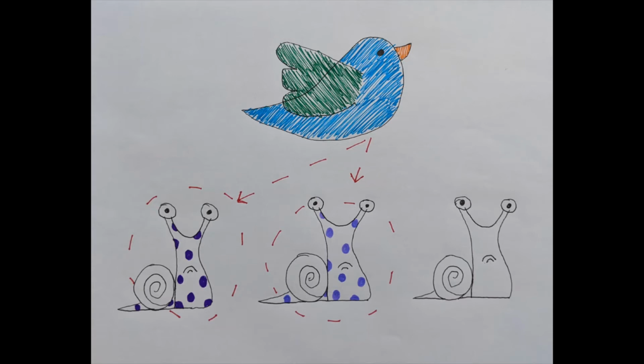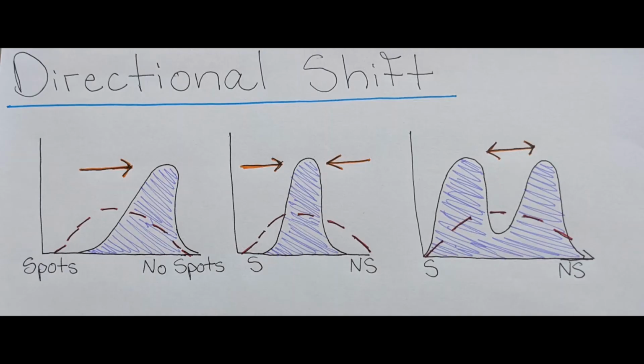Now, sadly for the snails, a new bird species has been introduced to the environment. Now the snails feel the pressures of natural selection. The spots on the snails make them an easier target to see from the air. Very quickly, we are able to see that the snails with no spots have a better chance of avoiding detection from the birds. This kind of selection is an example of a directional shift.